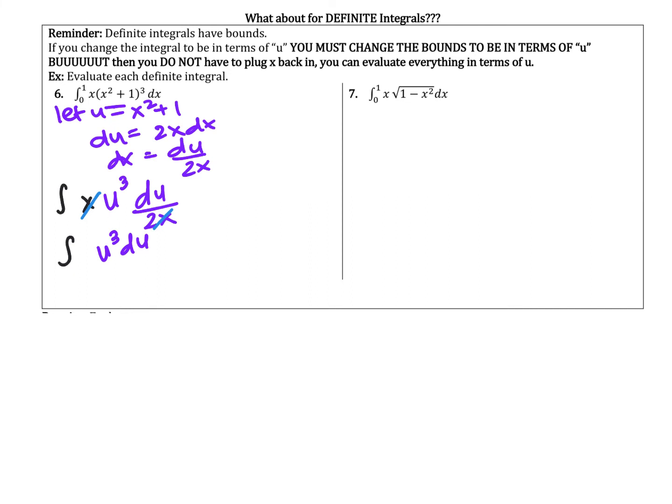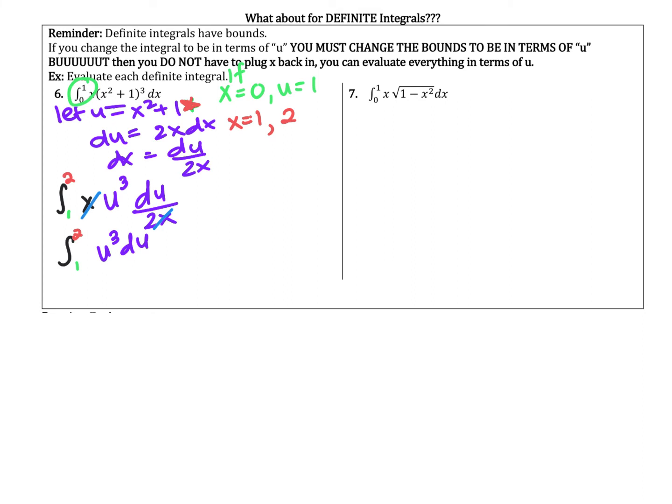However, it is not going to be the integral from 0 to 1 anymore, because 0 to 1 are the bounds that we're dealing with when we have x. So what we need to do is notice that if x is 0, what does that mean for u? If x is 0, we just plug that in here. 0 squared plus 1 is going to be 1. So if x is 0, u is 1. That means my lower bound is going to change to become 1. Well, what happens if x is the upper bound? The upper bound is 1. If x is 1, again plugging this in over here, 1 squared plus 1 is going to be 2. Our upper bound is going to be 2.